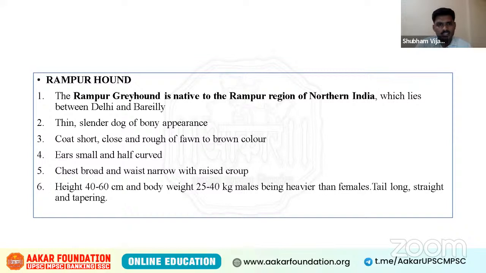Whenever someone is traveling from Delhi to Bareilly, then this Rampur place comes, provided he or she travels by bus only. Then only Rampur comes. Thin, slender dog of bony appearance. Coat is short, close and rough, of fawn to brown color. Ears are small and half curved. Chest is broad. Waist is narrow with raised curve. Height is 60 cm. Body weight is about 40 kg. Same here, males are heavier. Tail is long, straight and tapering.